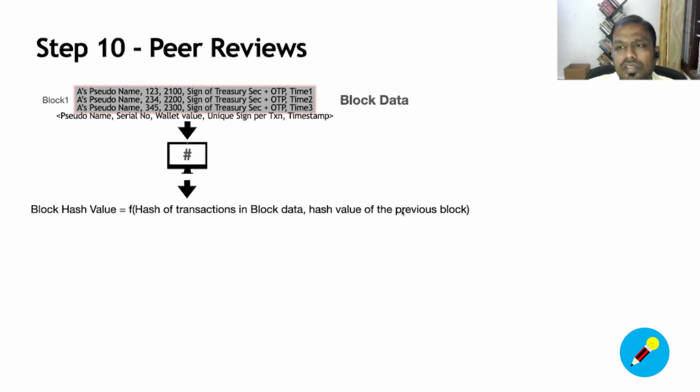Now, what stops a node from faking it? What if a node decides to just give some random value as a hash value instead of actually doing this job? We need to have a mechanism to catch those scenarios. And what is that?